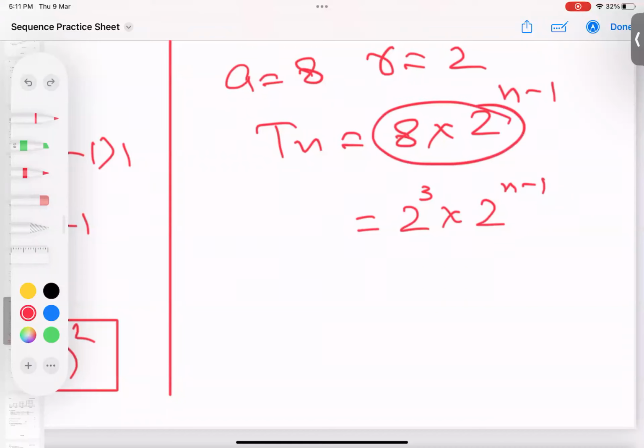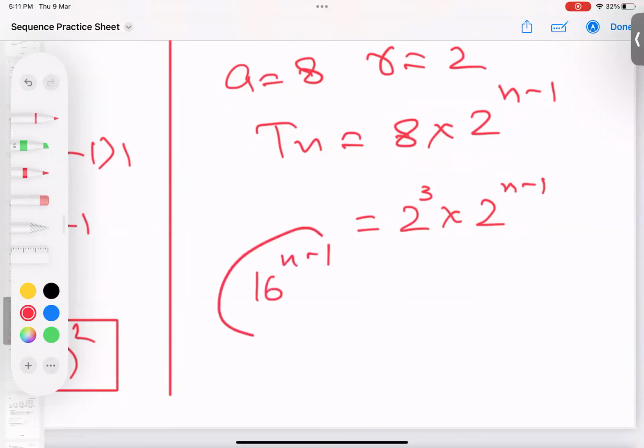This is a wrong way of writing. You cannot multiply the bases. Why? Reason? Because they have different powers. This power is n plus 1, this power is 1. So we can't make it.